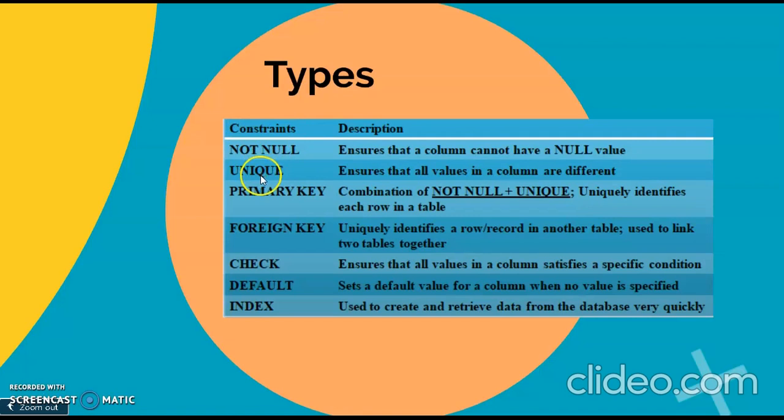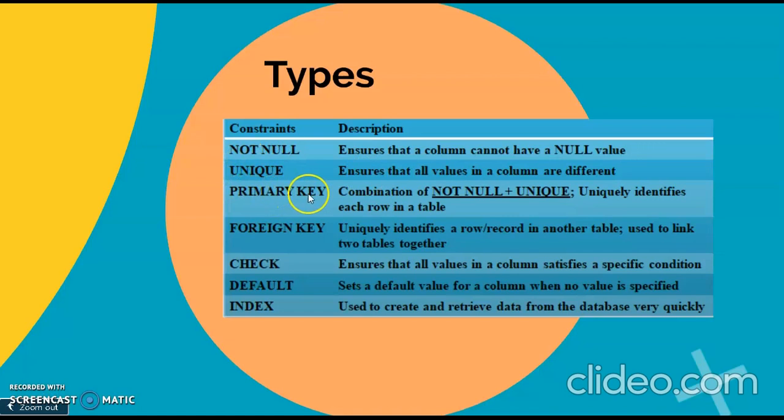Next, I have unique. It ensures that all values in the column are different. Now, if I apply unique to a student's name, no, it's not unique. Ram, this is a student name, it can be of many students. So the unique constraint can be applicable for phone number. No phone number of a student will be the same, so it will be unique.